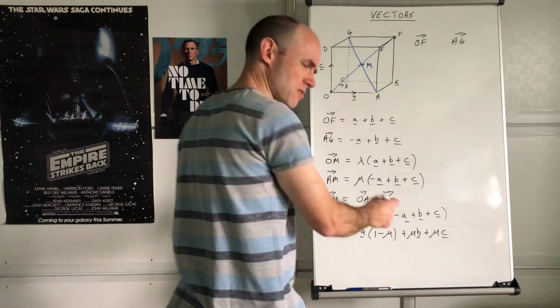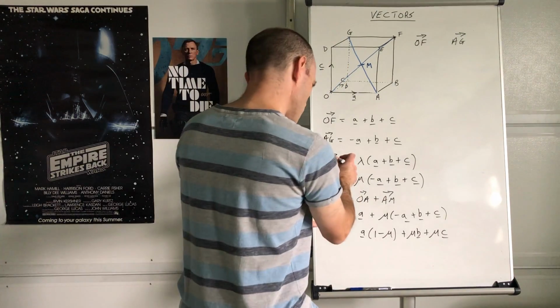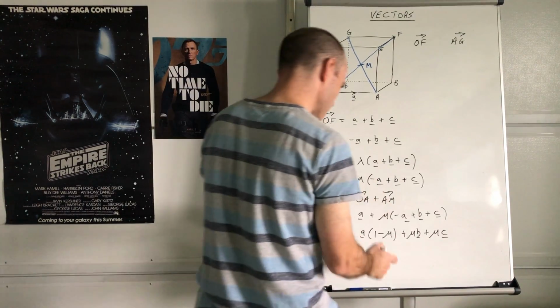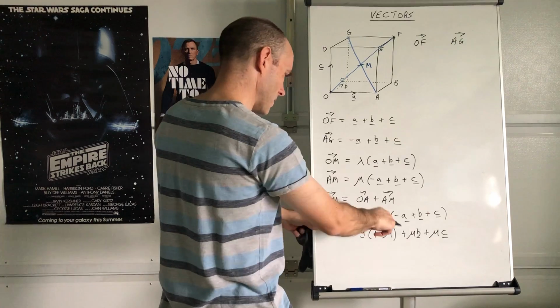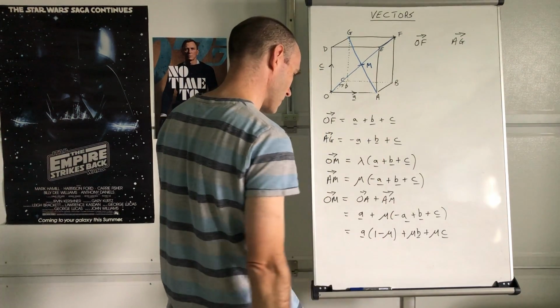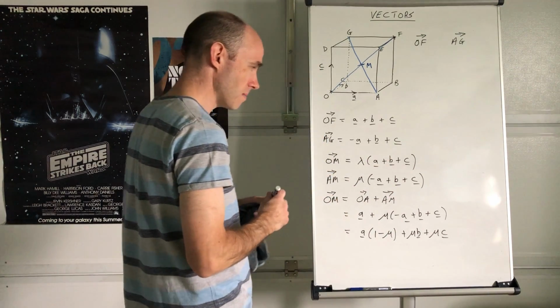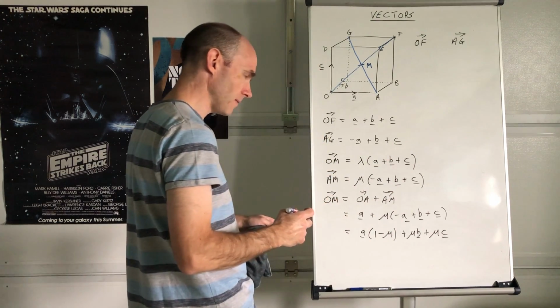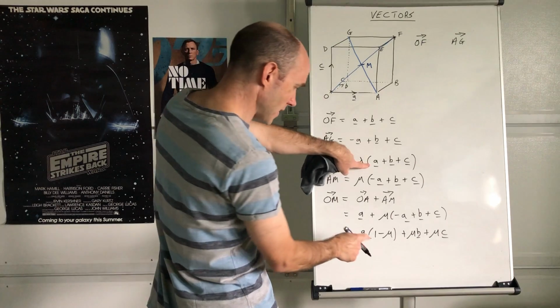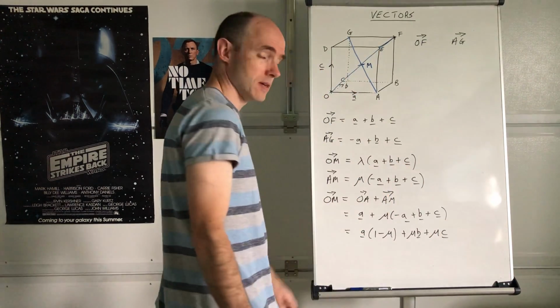All I've done is expand the brackets a little bit, that's all. Now, those two are exactly the same, because we've got OM equals this, OM equals that. So we're going to put these equal to each other. We're going to say that that is the same as that. But what that means is we can equate the A components, the B components, and the C components.